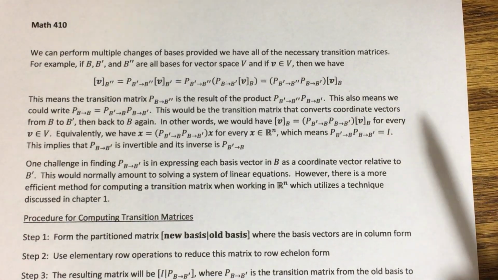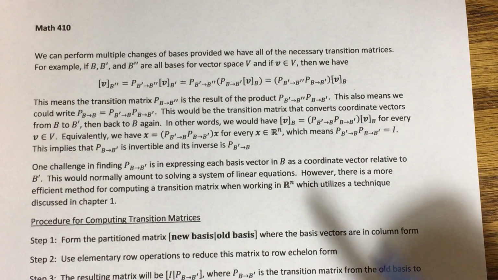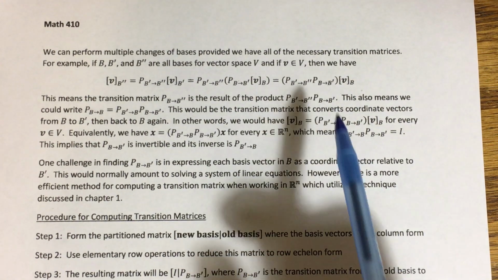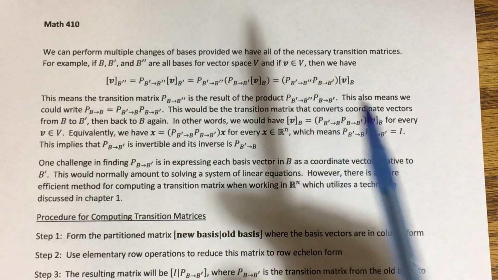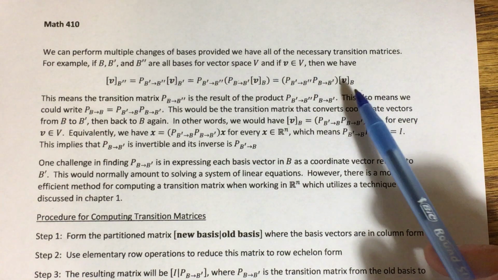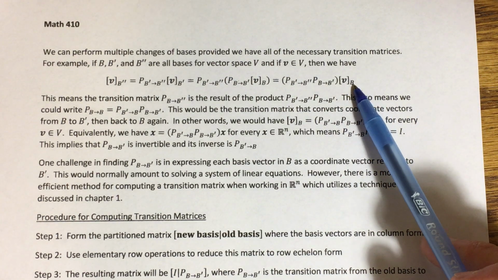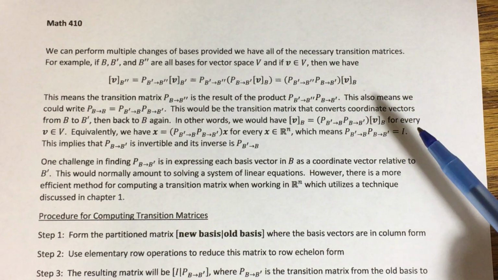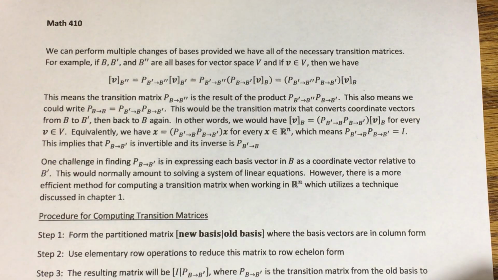Okay, so we've done one example of this now, but we've talked about how to come up with a transition matrix to convert some vector v in a vector space in which we have two bases, B and B prime. We take that vector with its coordinate vector relative to B, multiply it by that transition matrix, and what you end up with is the coordinate vector for v relative to the new basis B prime.